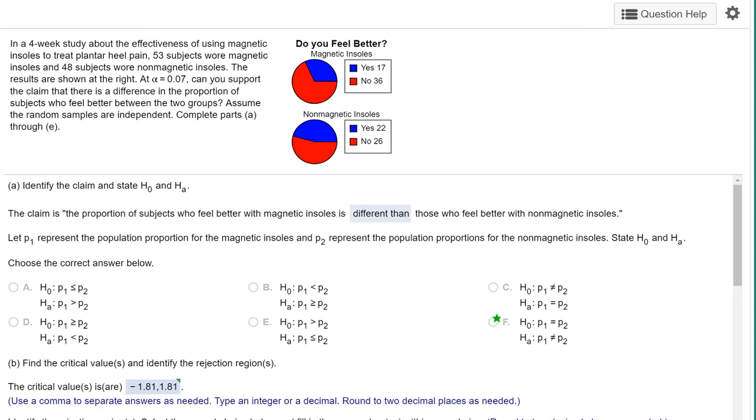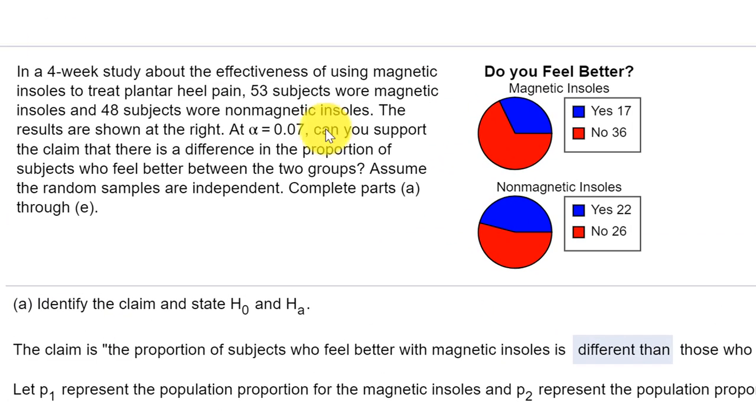I have a problem out of Chapter 8 where we're dealing with the difference in two population proportions. In this problem, we're told that we have a study about the effectiveness of using magnetic insoles to treat a form of heel pain. It tells us that 53 subjects wore the insoles, 48 did not wear the magnetic insoles. We're given an alpha. And we want to answer the question, can you support the claim that there is a difference in the proportion of subjects who felt better? We assume the random samples are independent.